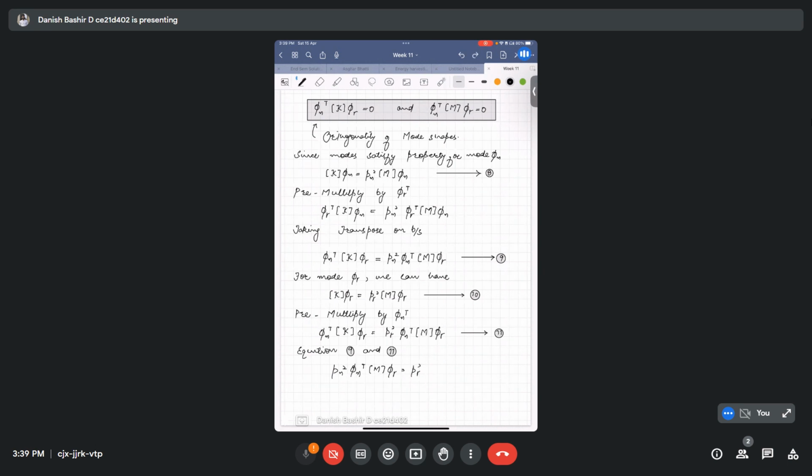It is pr square phi and transpose m phi r. Okay, so if we take it to the left hand side, we get pn square minus pr square times phi n transpose m phi r.